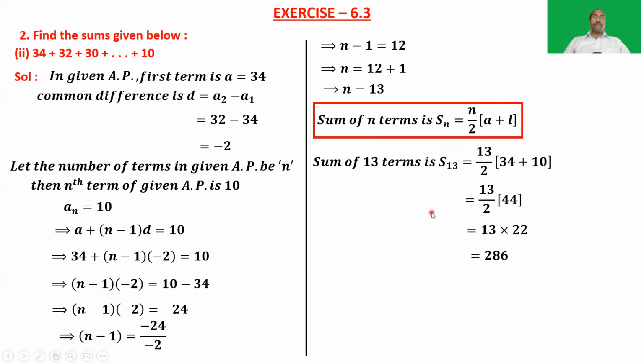So sum of the given arithmetic progression is 286. Take the third one, minus 5 plus minus 8 plus minus 11 up to minus 230.